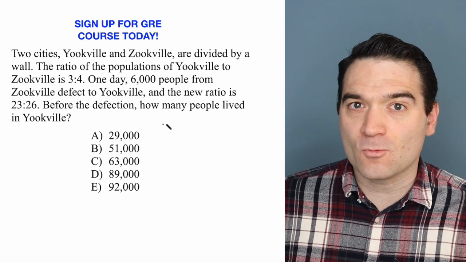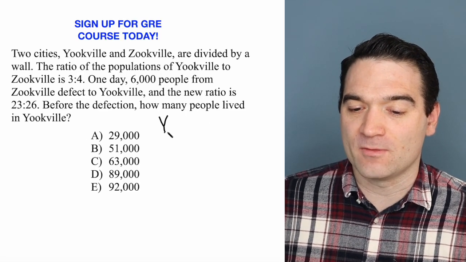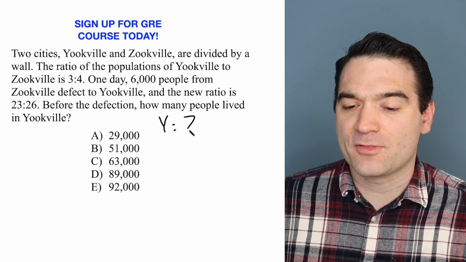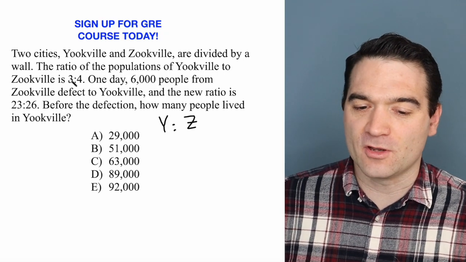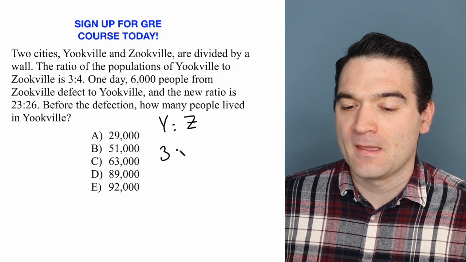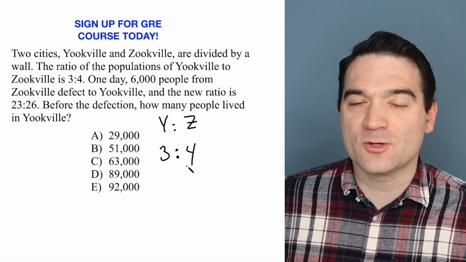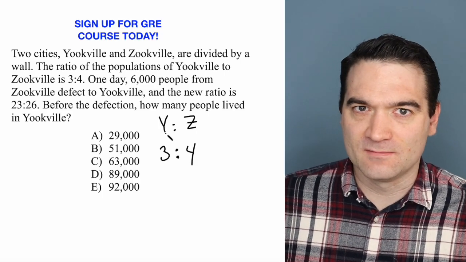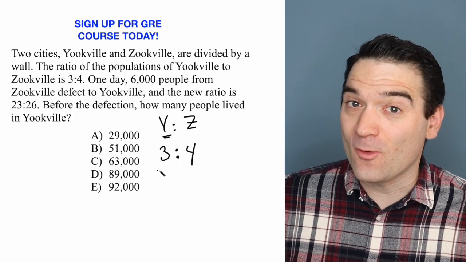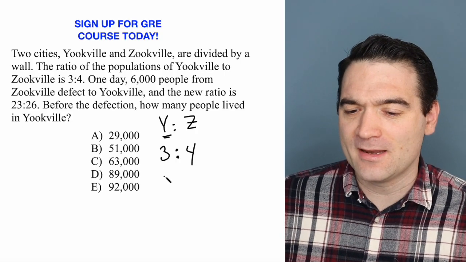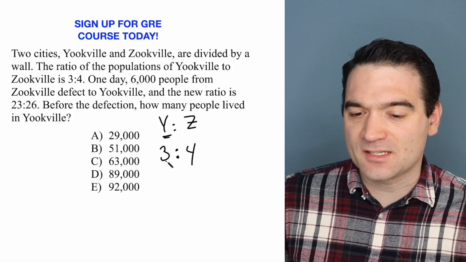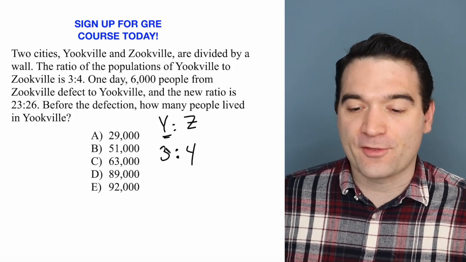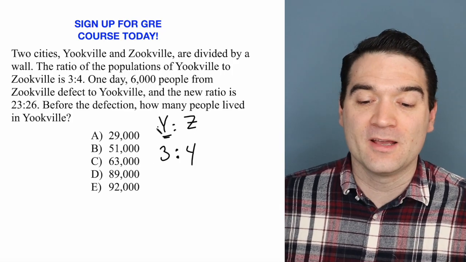All right, so I'll start where I started yesterday, which is just writing out the information that we have. We know that the ratio at the beginning of Youkville to Zoukville is 3-4. So if we go down the algebraic route, here's what we want to do. I don't know how many people live in Youkville at the moment, but I do know that it's some multiple of 3, right? It's either 6 to 8 or 30 to 40 or 300 to 400.